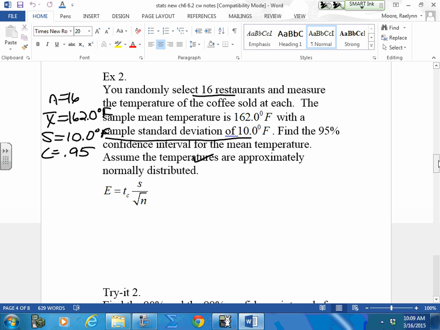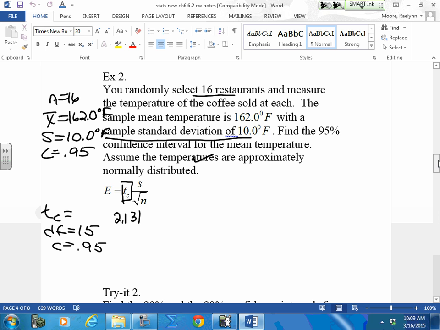Okay? So, first step, TC. How do I find TC? Subtract 1 from N, okay. Degrees of freedom. Confidence interval 0.95. Find me your TC. What'd you get? 2.131. They have 3 decimals.